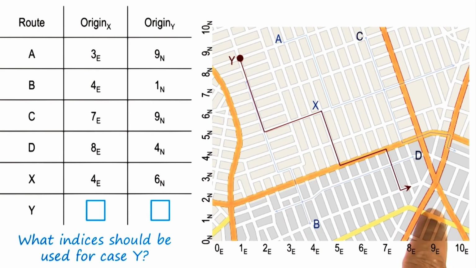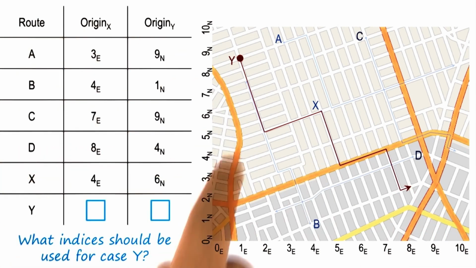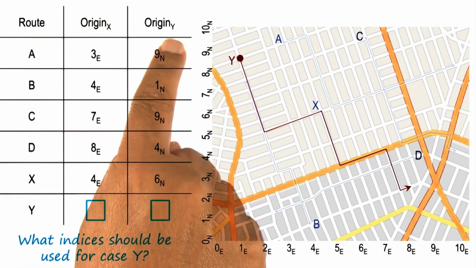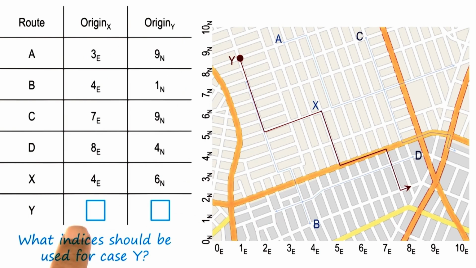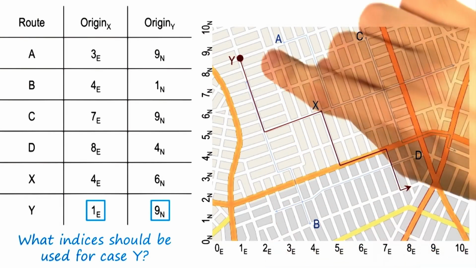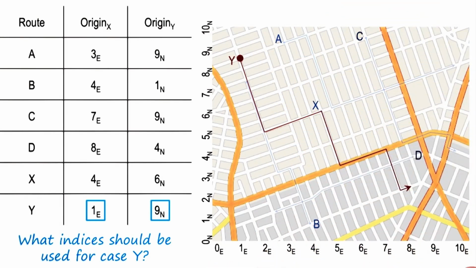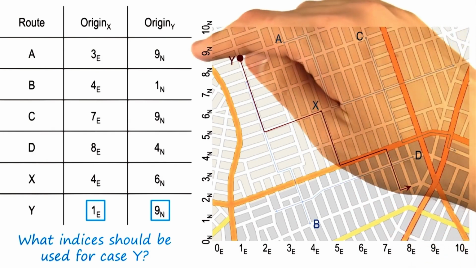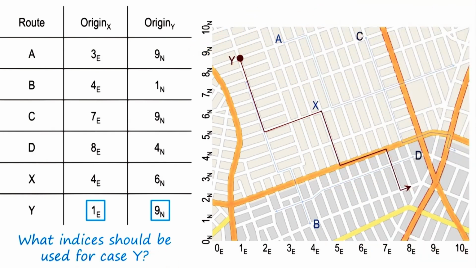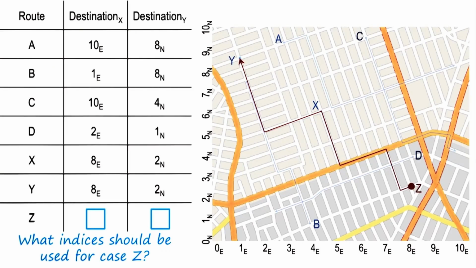Imagine that we have a new case y. Given our indexical scheme here of x, y coordinates of the initial location, what do you think will be the indices for the case y? David, what's your answer? So we can see pretty easily that y aligns with 1e in the horizontal direction and approximately 9n in the vertical direction. So it's 1e and 9n. Precisely.